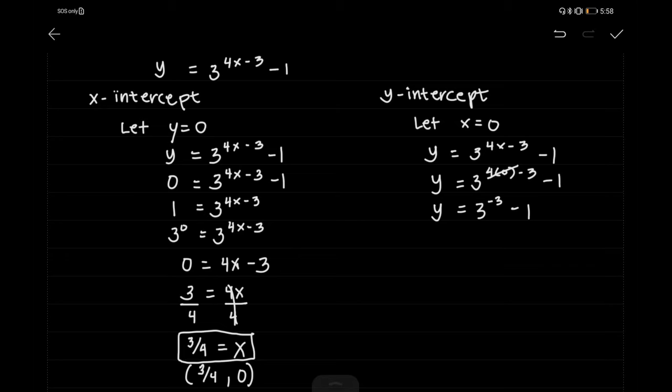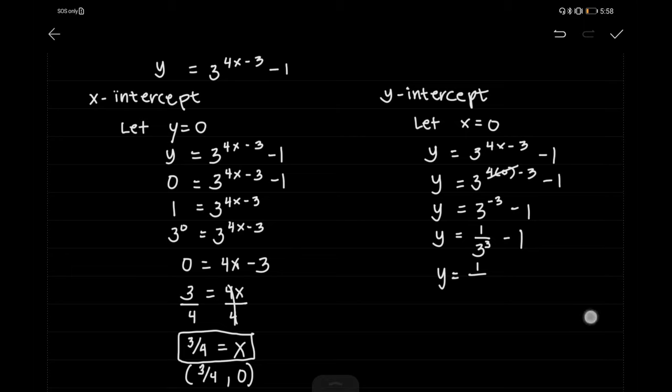Diba sa law of exponent, kapag may negative exponent siya, ang gagawin natin, gawin natin siyang reciprocal. Then, ang negative exponent ay magiging positive. So, let us do that. Ano ang reciprocal ng 3? Ang reciprocal niya is 1/3. Then, yung negative exponent niya is magiging positive exponent, which is positive 3. Minus 1.